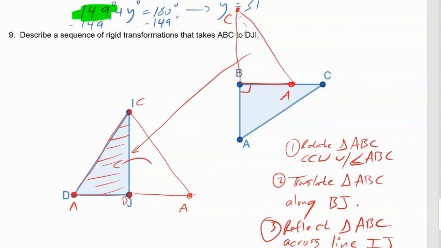So first things first, I rotated, right, along angle ABC, and that was counterclockwise. Then I did a translation, right, along from B to J, and then lastly, a reflection across IJ. Okay, so those were the 3 steps I took for my sequence so that I can map triangle ABC onto triangle DJI.